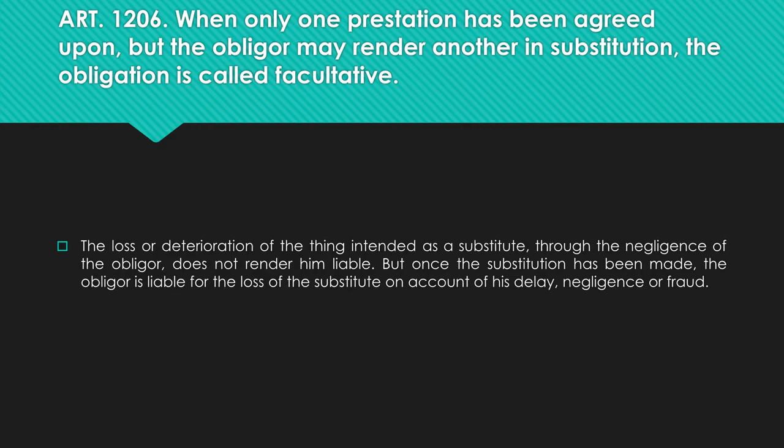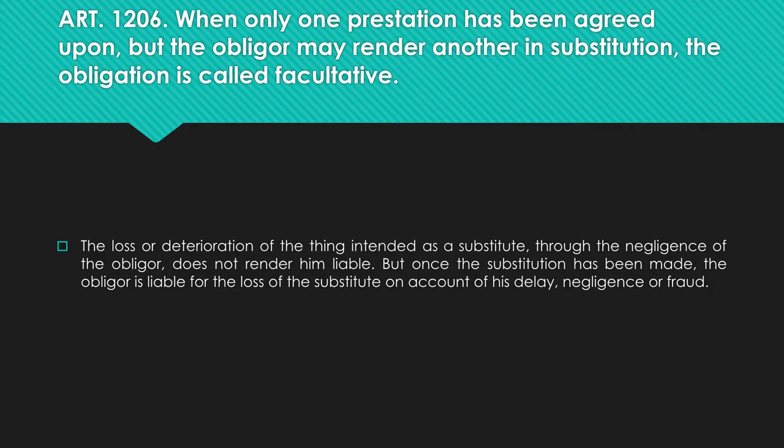In Article 1206, okay, it says that when only one prestation has been agreed upon, but the obligor may render another in substitution, the obligation is called facultative. Facultative substitution. Okay? The loss or deterioration of the thing intended as a substitute through the negligence of the obligor does not render him liable. But once the substitution has been made, the obligor is liable for the loss of the substitute on account of his delay, negligence, or fraud.